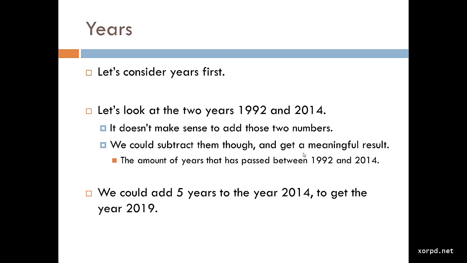Let's consider years first. This might be surprising, but I want to begin with years. Let's look at the 2 years, 1992 and 2014. It doesn't make sense to add those two numbers. The result will be something that we don't know what it is. We could subtract them though and get a meaningful result. We are actually going to get the amount of years that has passed between the first year and the second year. Another example, we could add 5 years to the year 2014 to get the year 2019, which is a meaningful quantity.